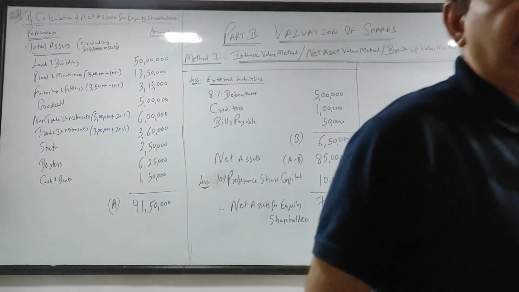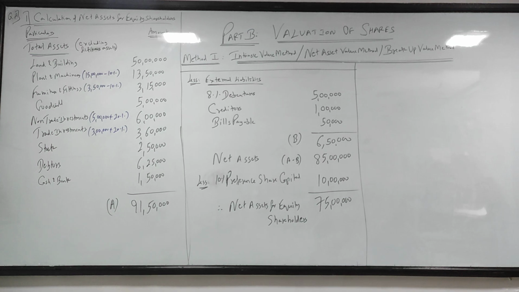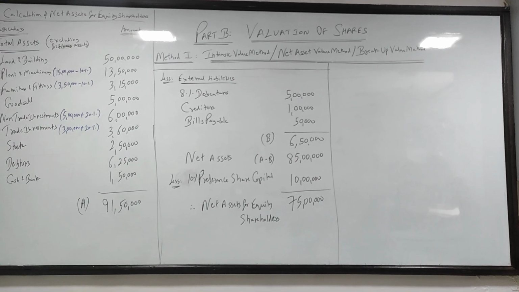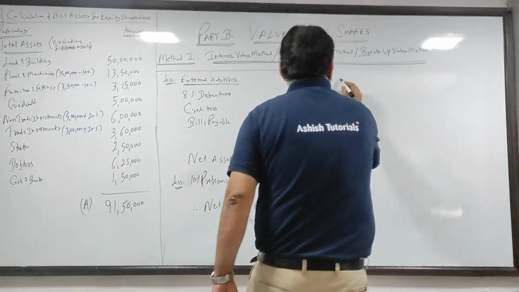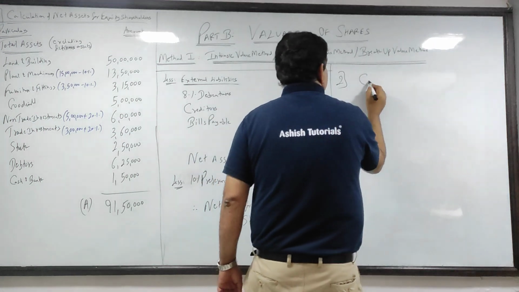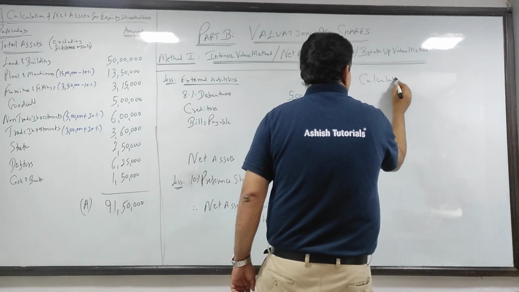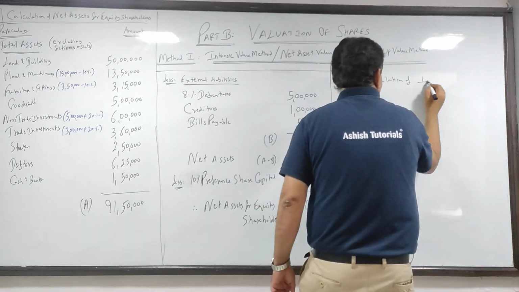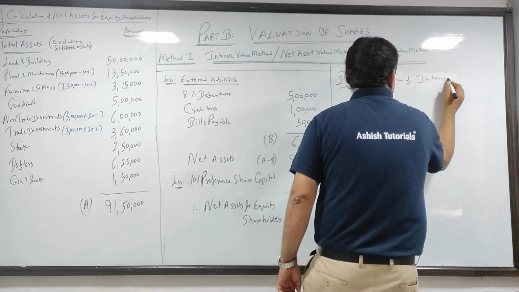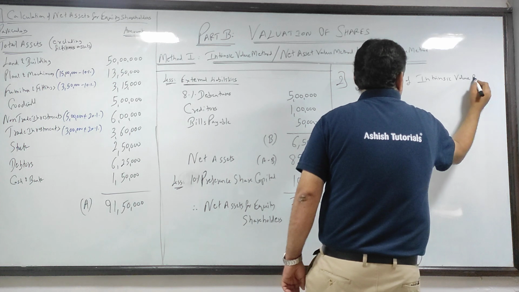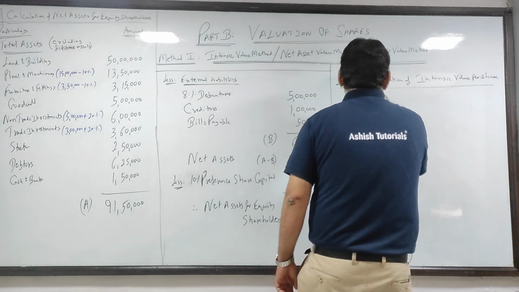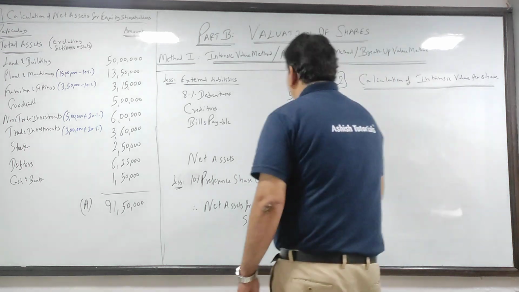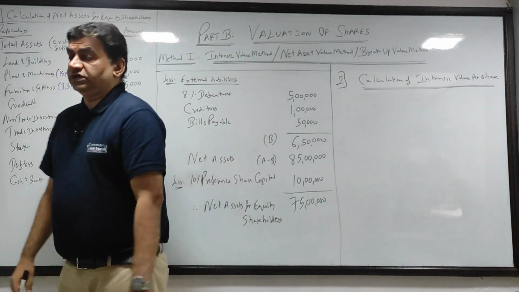Okay, just let me check the angle of the mobile. So just shift the angle a bit. And now I will take the second step where we will get the main answer and you will give the heading: calculation of intrinsic value per share.